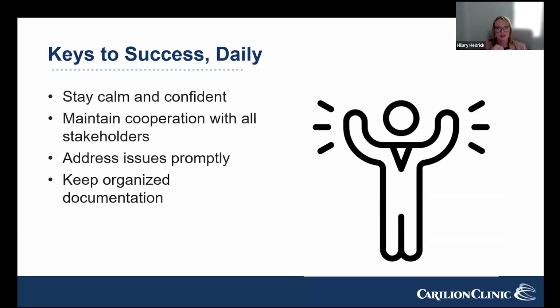So the keys to the success of an FDA audit is being prepared daily. It is from the first time you commit to an FDA study and having confidence in your team that everything is being done as it is supposed to be done, and even above and beyond. It's maintaining cooperation with all of the stakeholders that are involved in your study, addressing issues promptly, and again, showing that an issue happened, you addressed it when you're supposed to, and even documenting how you fixed it with a timeline, with extras above expectations, and keeping your documentation organized and exactly what you need.